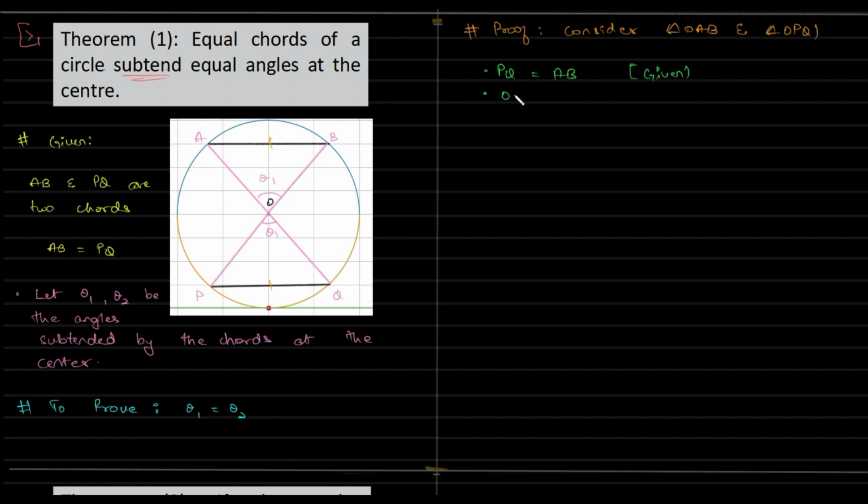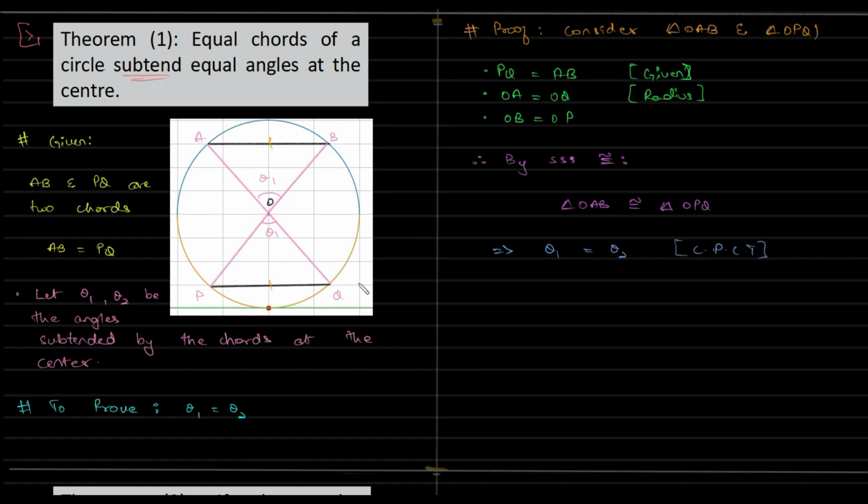Second clue is OA is equal to OQ. Why? Think about it. And even OP is equal to OB. Why? Because these are radii. Okay, and so therefore by SSS congruency, triangle OAB is congruent to triangle OPQ, right? So this implies theta1 will be equal to theta2, reason CPCT.